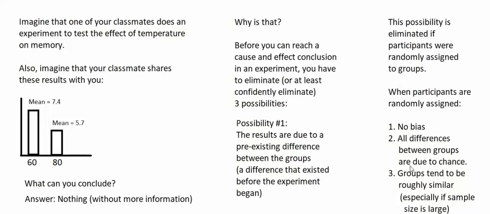Also, when participants are randomly assigned to groups, the groups that are created tend to be roughly similar to each other. And I need to explain what I mean by roughly similar. When I say that the groups tend to be roughly similar, I don't mean that the individual participants tend to be roughly similar to each other. What I mean is that the groups tend to be roughly similar to each other. Group 1 as a whole tends to be roughly similar to Group 2 as a whole.